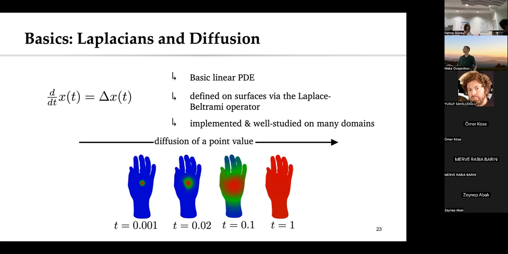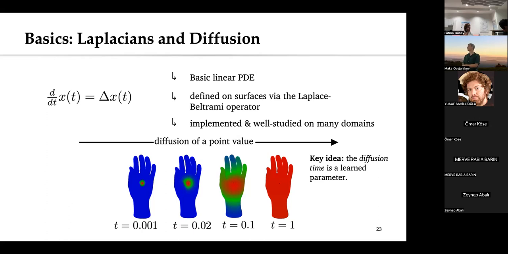It's super well studied. There are implementations for simulating heat diffusion. It's extremely robust. The only thing you need in order to do this is a discretization of the Laplacian on a surface, and you can also do it on graphs. This is probably the most well-studied PDE in history. So this is something that exists.